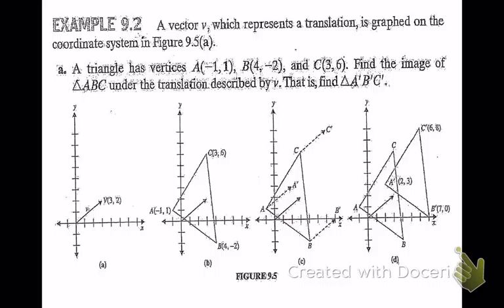Yeah, so you should draw the pre-image and the image when you do this translation. Why don't you just have the image? You should also have the pre-image on there. So we need to redraw that.